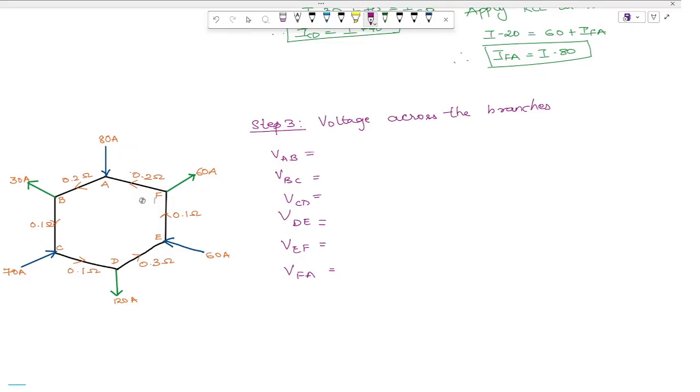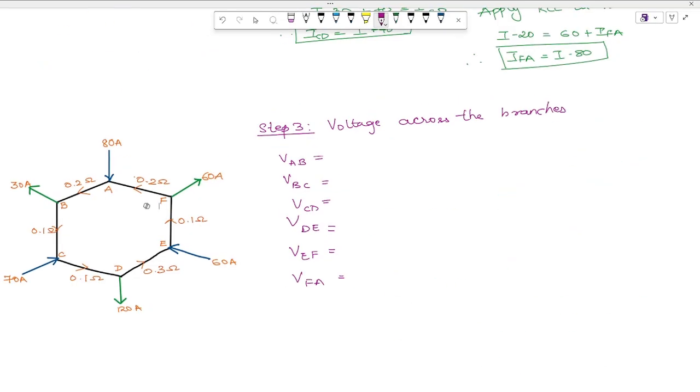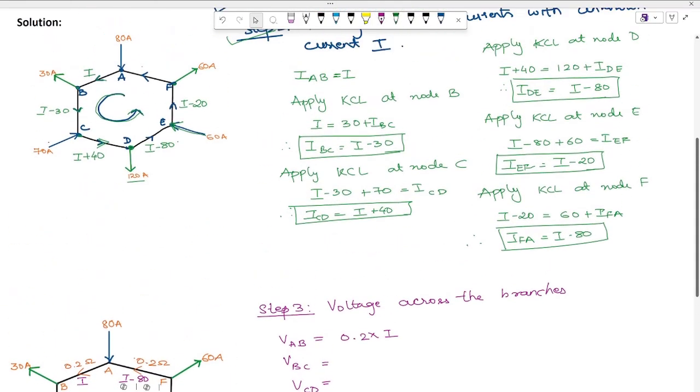So Ohm's law is nothing but what? I into R. So VAB is equals to 0.2, that's the value of this resistance, into what is the current we have here? I. So here what is the current we have? I minus 30. I'm just writing down the value of current so that it will be easy. I plus 40. Here we have I minus 80. Here we have I minus 20. Here again we have I minus 80. Let me just check once again if I have not made any mistake.